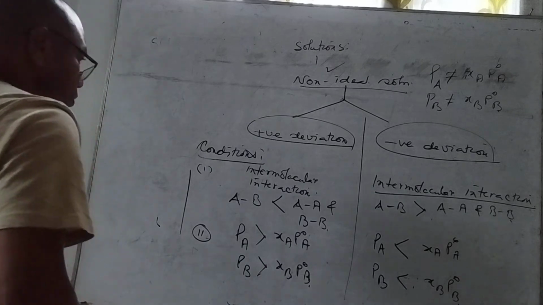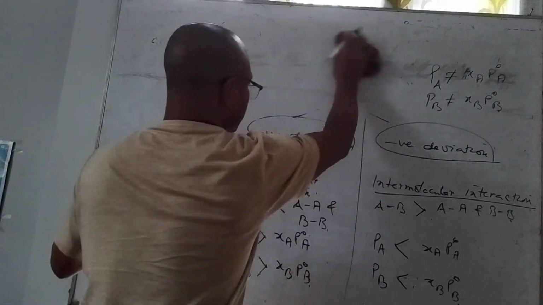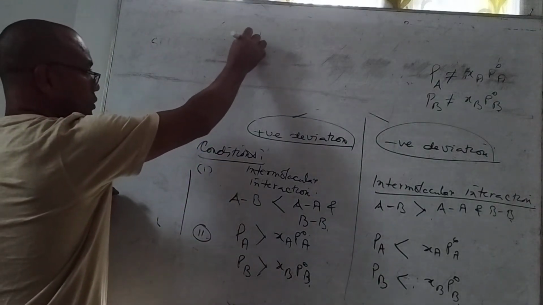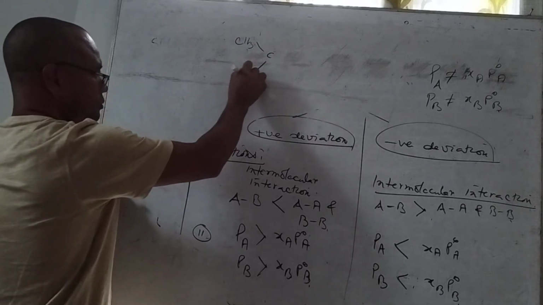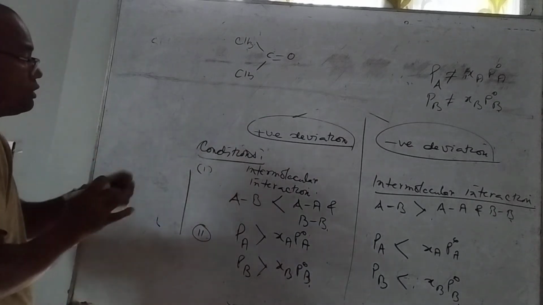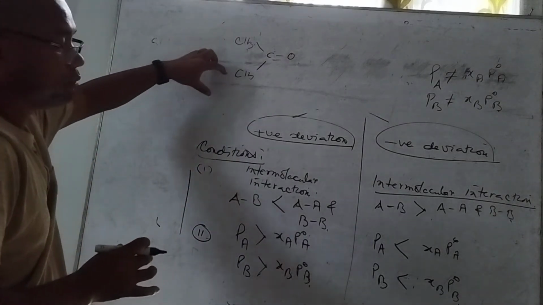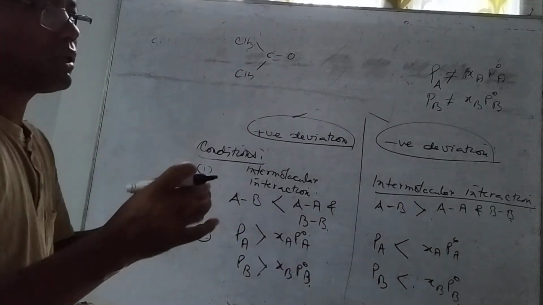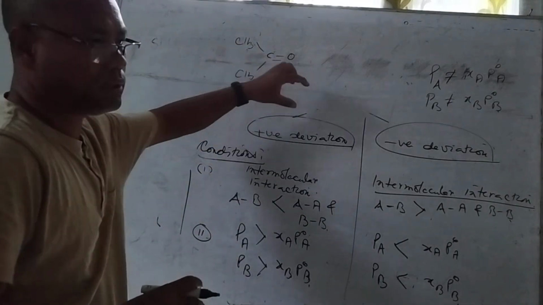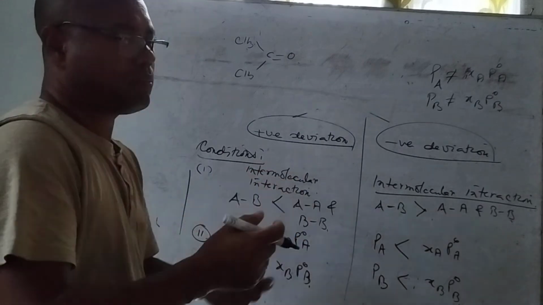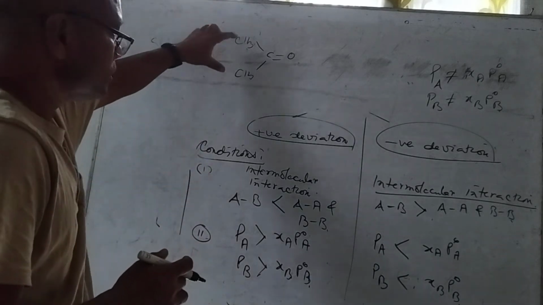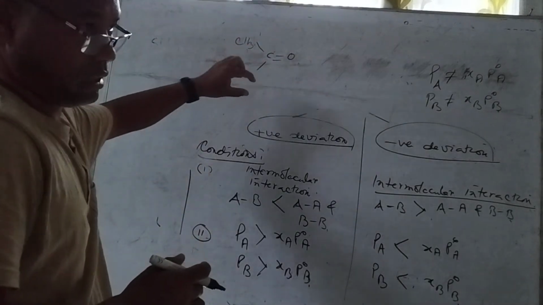For example, in our negative deviation, say acetone. In acetone, the molecule does not have any chance to form a hydrogen bond. But yes, there is interaction. So what type of interaction? It can be dipole-dipole interaction. That type of interaction can be mentioned here, and it is very weak.